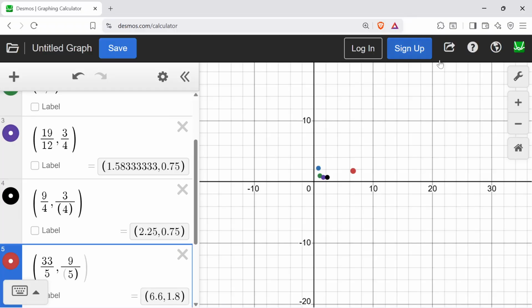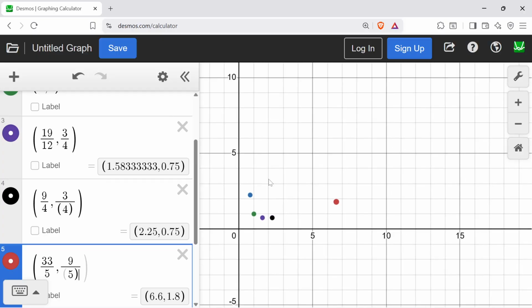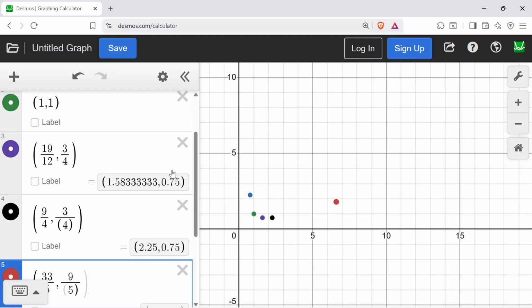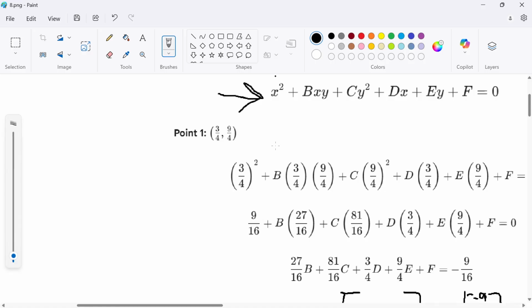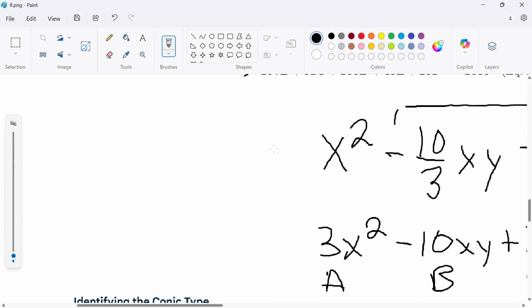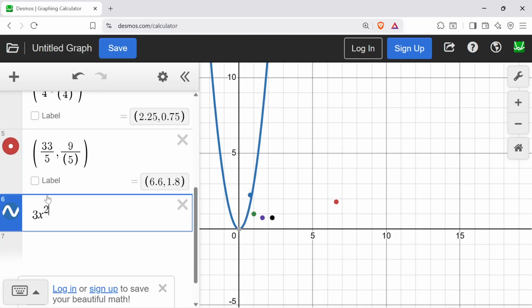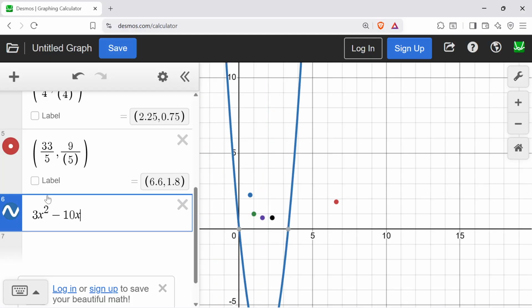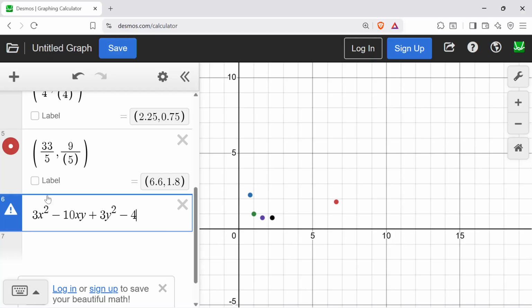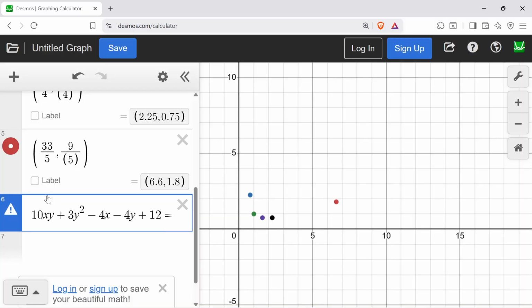I don't know if you're going to be able to tell. Well, it looks like those are all at the top part of the ellipse. Let me put the ellipse in again. Maybe you'd be able to tell. I'm just trying to see if I could tell if this was an ellipse. 3x squared minus 10xy plus 3y squared minus 4x minus 4y plus 12 equals 0.